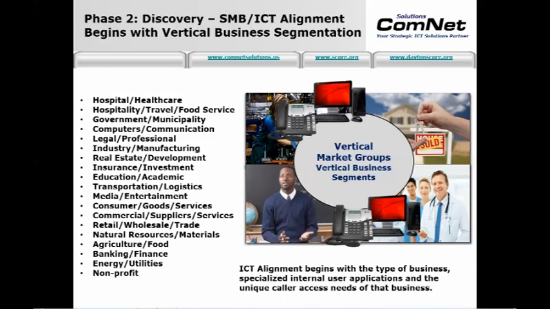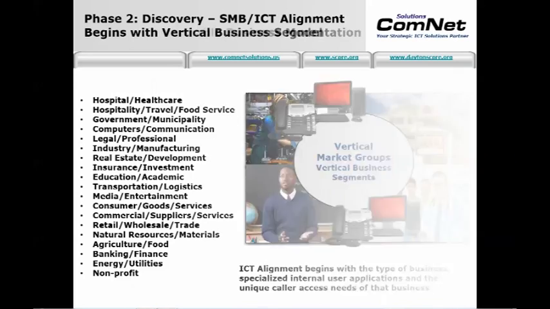On the left, you see some common vertical market groups, and within each, you will find several vertical business segments. For example, in hospital and healthcare, a vertical business segment might be doctor's offices. So again, the infrastructure begins by supporting the basic type of business you have and the specialized internal user applications and the unique caller access needs of that type of business.